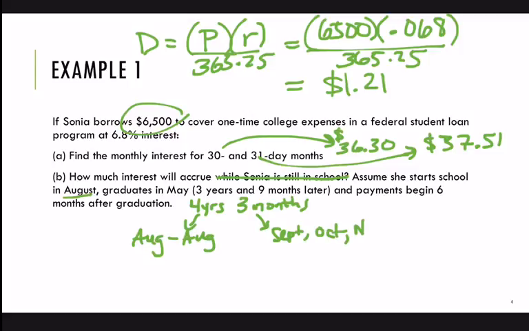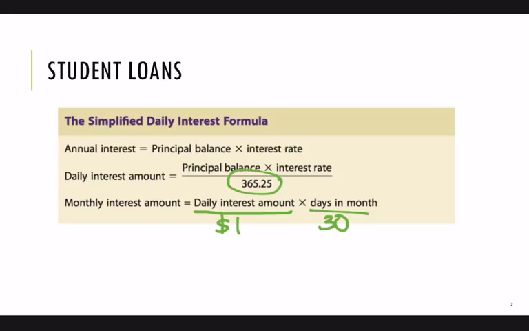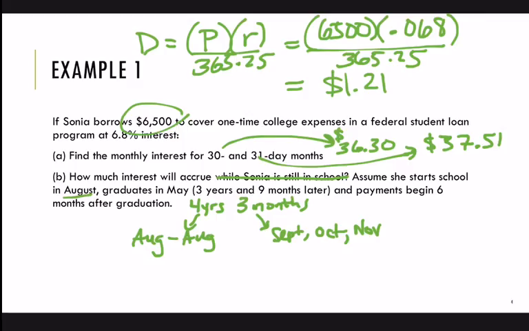Now, why do we need to know this? Because if we're trying to calculate the amount of interest, we have 3 different formulas. We have an annual interest, a daily interest, and a monthly interest. So it makes sense that we would probably use the annual interest for as many full years as we have, but then for that partial year, September, October, November, we need to calculate the monthly interest amounts. So we need to know if those are 30 or 31 day months.